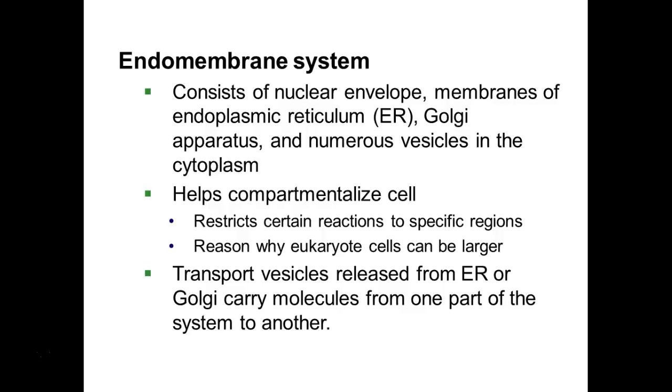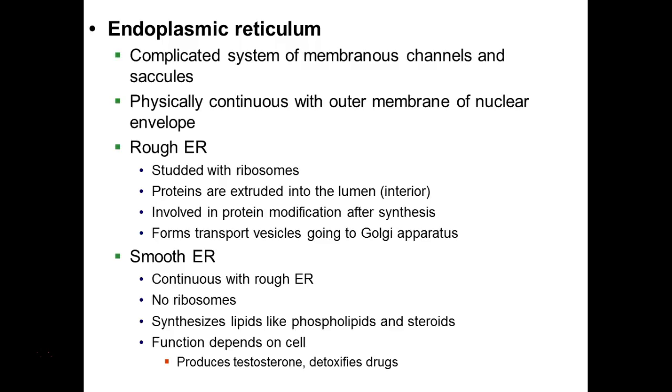The endoplasmic reticulum is also known to release transport vesicles. The Golgi apparatus also can carry molecules from one part of the system to the other. So the endoplasmic reticulum is a complicated system of membranous channels and saccules. It is continuous, so it begins at the nuclear membrane and it winds throughout the cell. A good part of the cell is going to be taken up by the endoplasmic reticulum. There are two types of endoplasmic reticula that we find in the cell, and how much of each a cell has depends upon the function of that cell.